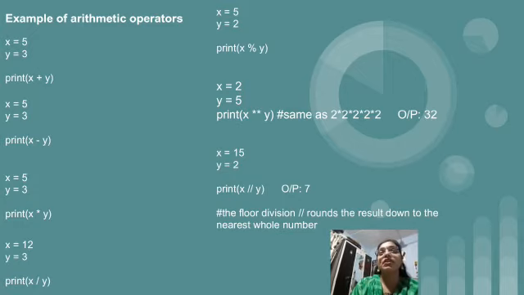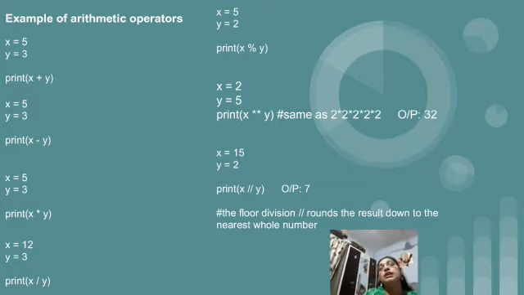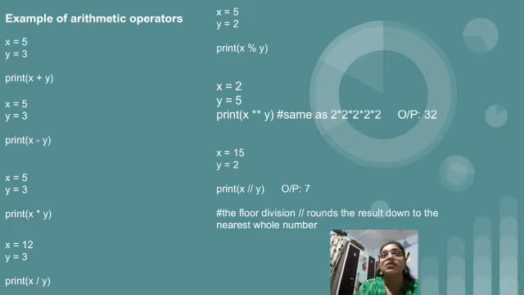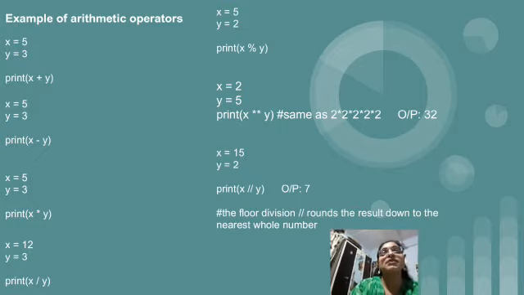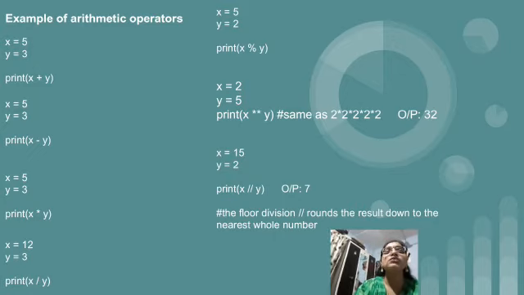Again, the same values, but we have performed multiplication. 5 into 3, 15 will be the answer. Next, the division operator: we are dividing x by y, where the value of x is 12 and y is 3. So 3 4s are 12, and 4 will be the answer of division. After that, the modulus operator: x equal to 5 and y equal to 2, meaning we are dividing 5 by 2. 2 2s are 4, the remainder will be 1, and as we all know, the modulus operator gives the remainder. So the output of this program will be 1.